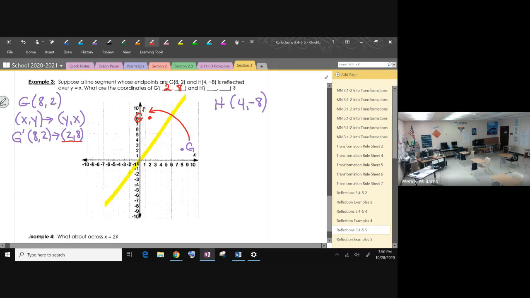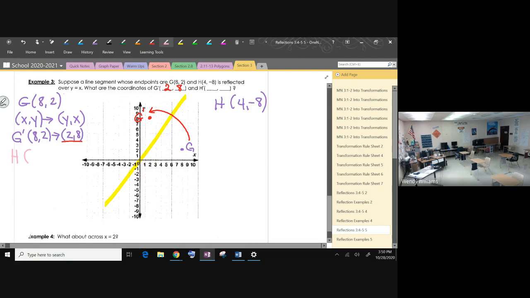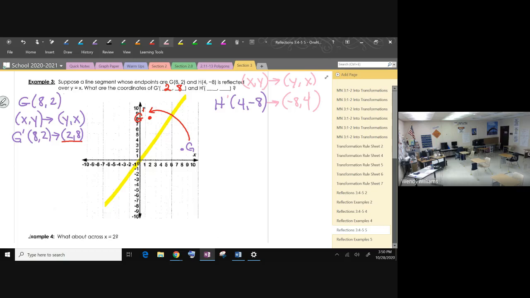And that next coordinate was H. So let's use, you know, I never use pink. Let's use pink. H is located at 4, negative 8. So we're going to map it onto, remember to write your rules, (x, y) is going to become (y, x). And we're simply flipping it around, negative 8 and 4. And that becomes your H prime. All right, so the original was 4, negative 8. So 4, negative 8 is here.